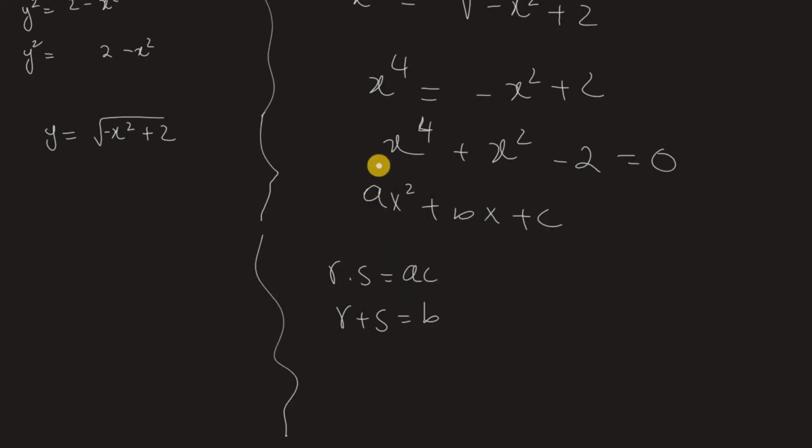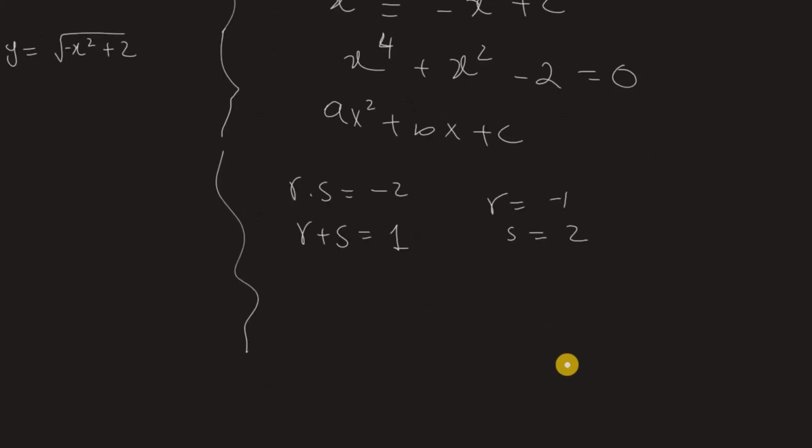So what are the values of a and c? The value of a is 1, and the value of c is negative 2. So if you multiply a times c, 1 times negative 2, that is equal to negative 2. And what is the value of b? The value of b is 1. So what are these two values? If you multiply them, it gives you negative 2, and if you add them, it gives you 1. So the values are negative 1 and positive 2. So you got these values.